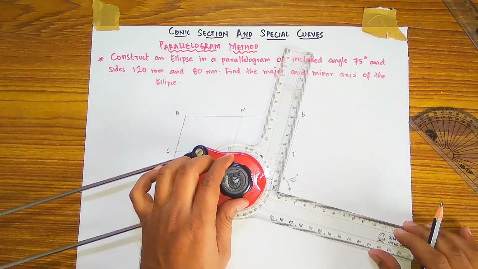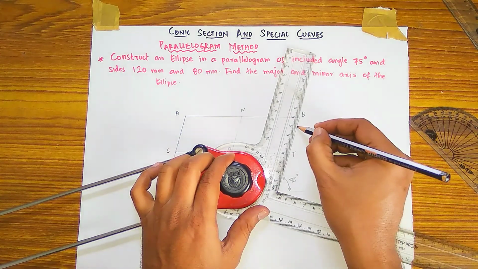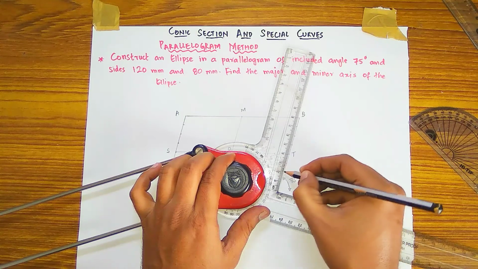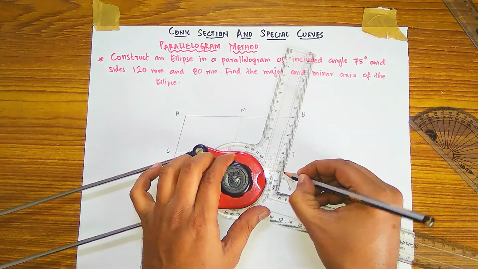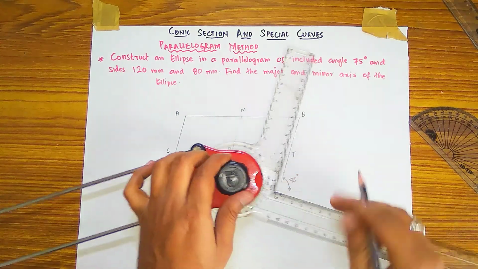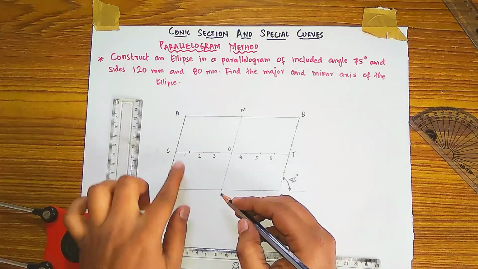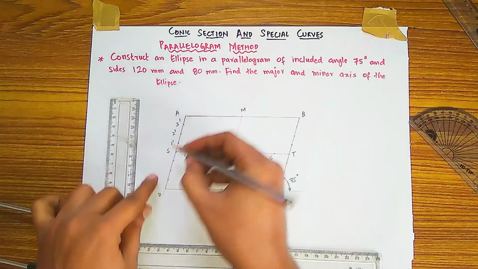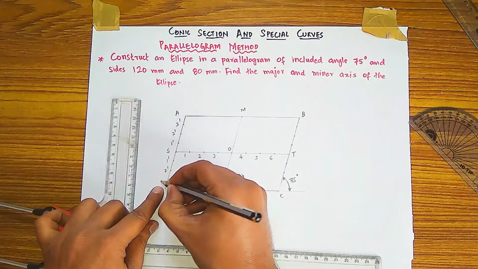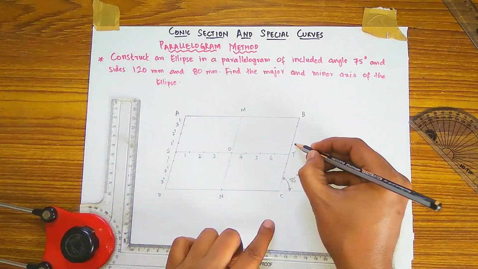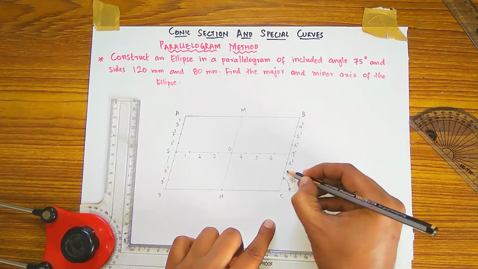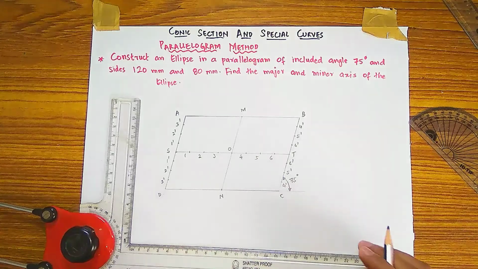This line also you have to divide it. 1 centimeter. After dividing you have to number it here. If 1 is there, you have to write it as 1 dash, 2 dash, 3 dash. Downwards also 1 dash, 2 dash, 3 dash. And here if 6 is there, 6 dash, 5 dash, 4 dash. Like this you have to number it.